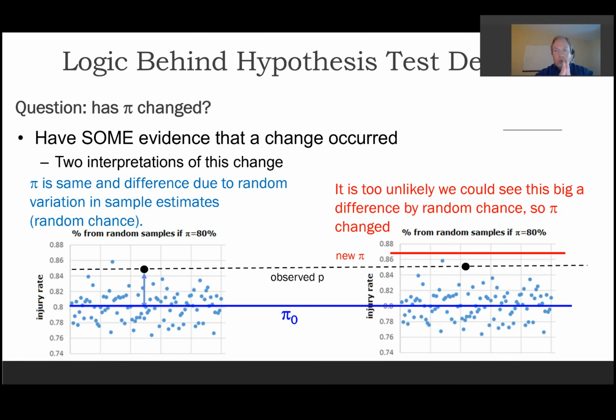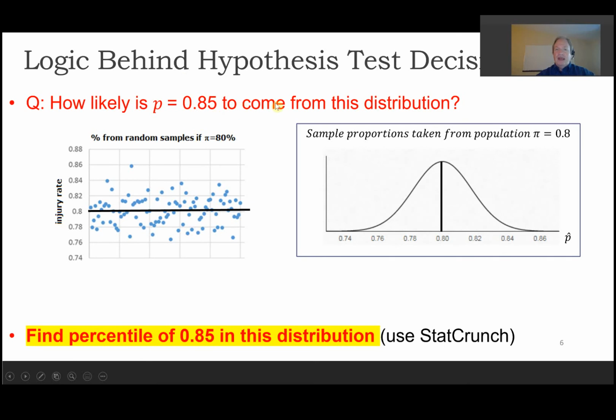So when we're doing a hypothesis test, this is important, we're testing the null hypothesis. Just like when you're on trial, you're testing the hypothesis that you're not guilty. Same thing here. So what we want to ask is, how likely is it that we got a sample percentage of 85% if it comes from a population where the true population percentage is 80%? How likely is it we could get the sample percentage of 85?